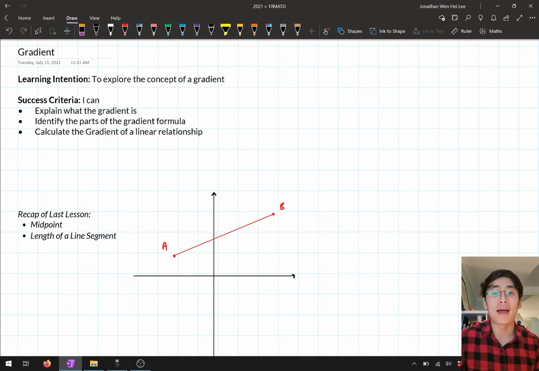Hello Year 10s and welcome back to mathematics. In this video we're continuing with our topic of linear relationships and we're going to be looking at the next section which covers an idea called the gradient.